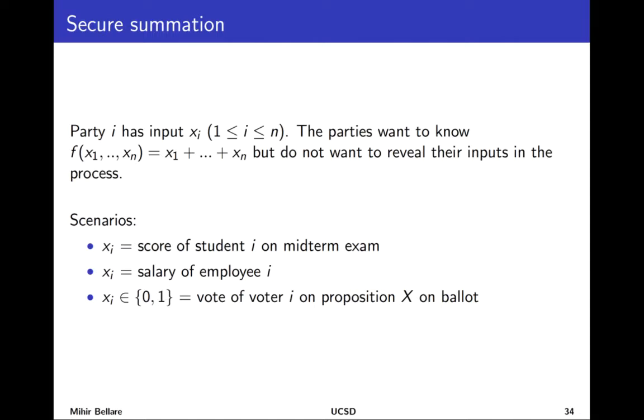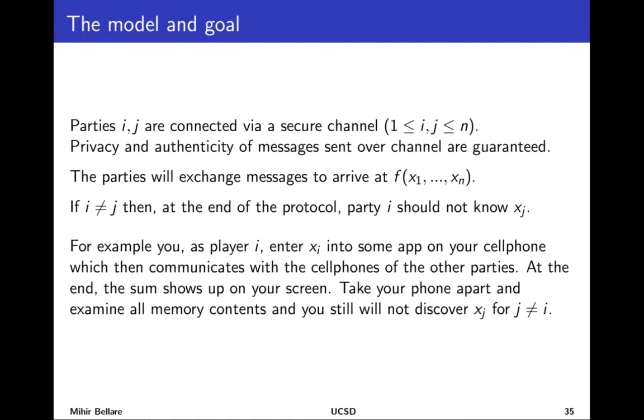A very simple example is voting. So there, each party's input is just a bit, which is a yes or no vote for some proposition on a ballot. And the sum is the tally. That's what you want to come out of the election. But of course, voter privacy means you don't want to reveal individual bits of different voters. So with those kinds of things motivating this, let's try to see if we can solve this problem.